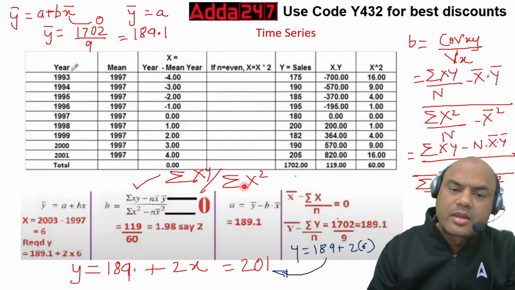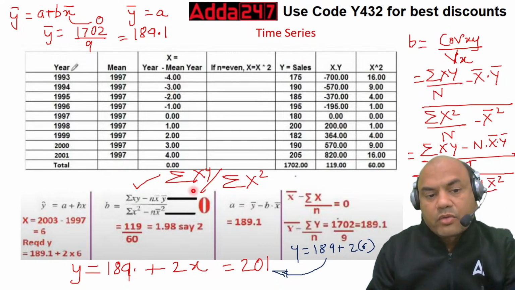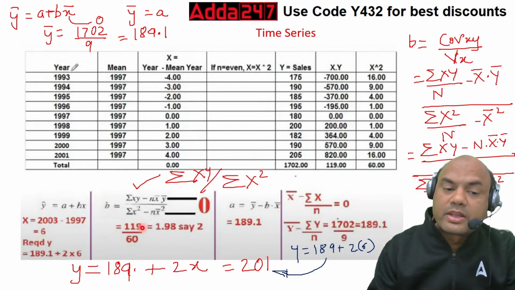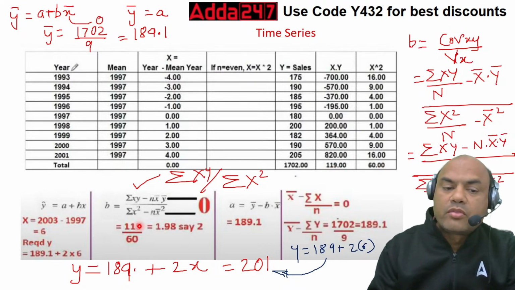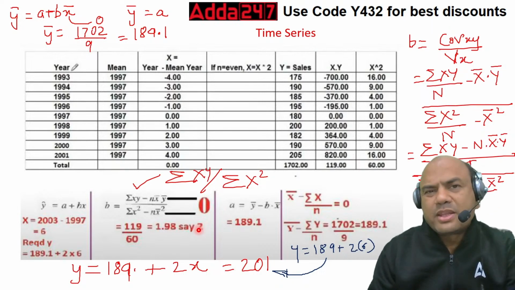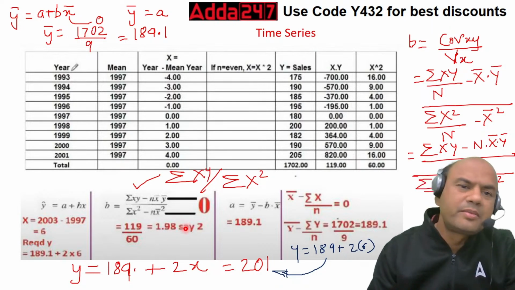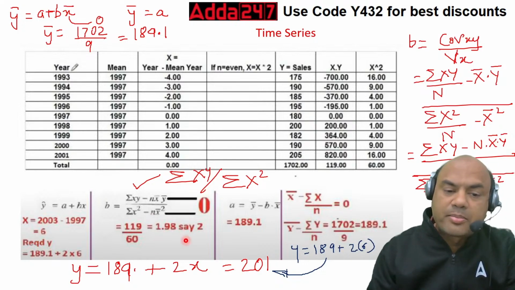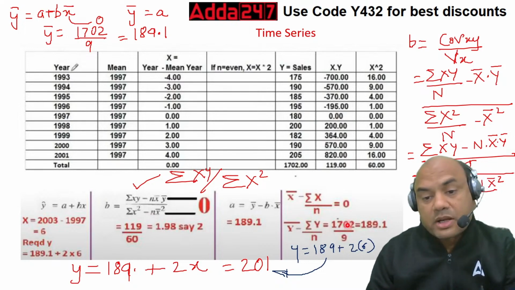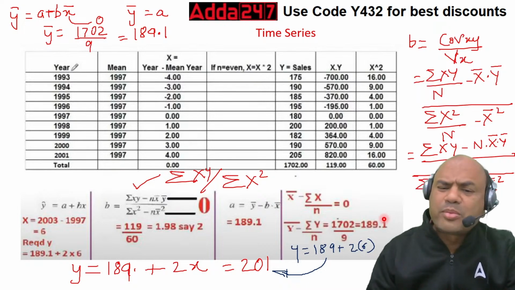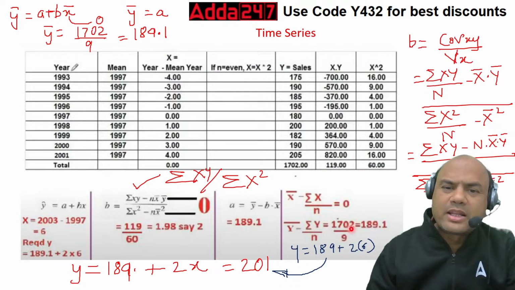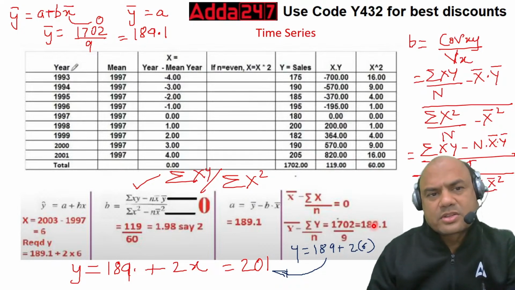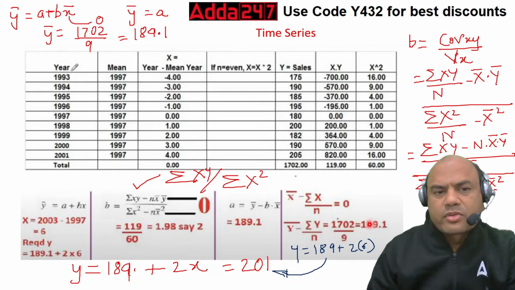Okay. So what is B now? B equals 119 upon 60, summation xy upon x square. 119 upon 60 is 1.98. Roughly you can say 2. 1.98 means approximately 2 only. So you got B as 2. A you already got as 189.1. Roughly 189.1, or you can take it as 189 rounded. So A you got, B you got.